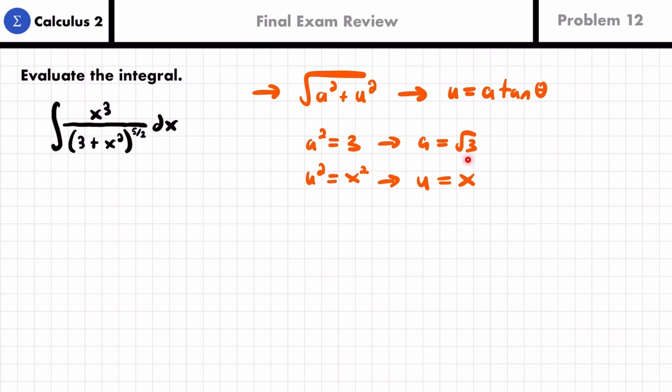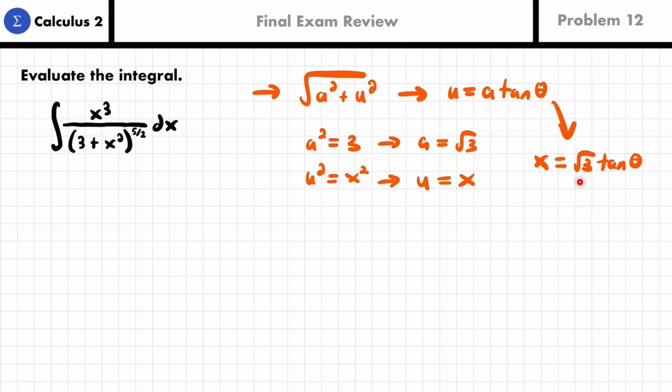So together, using these values for a and u, we now know that the trig substitution that we can make for this integral is to let x be equal to the square root of 3 times tangent theta, right? Because u is equal to x, so x is equal to a, which is the square root of 3 times tangent theta.